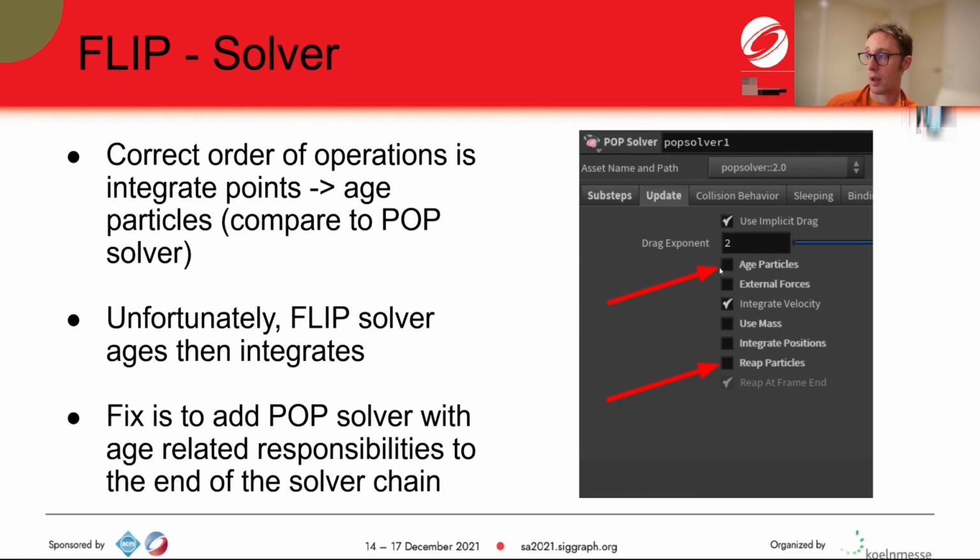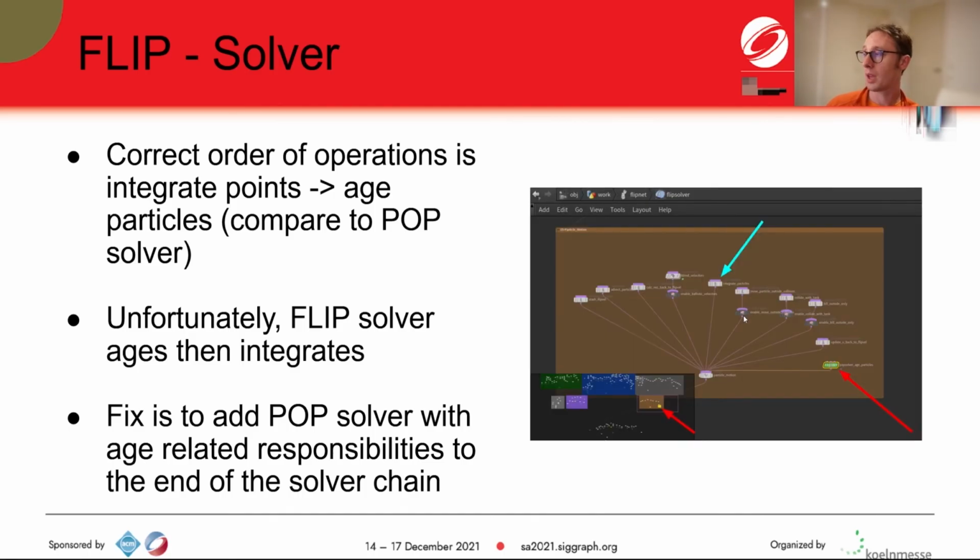So I recommend that you break these expressions here. We still want integrate velocity to be on. And then we're just going to add another pop solver at the very end. So this is in the last step. This is pointing to where integrate particles actually is, so we want to make sure that this just happens after that. And just move the age and reap toggles to this node instead.